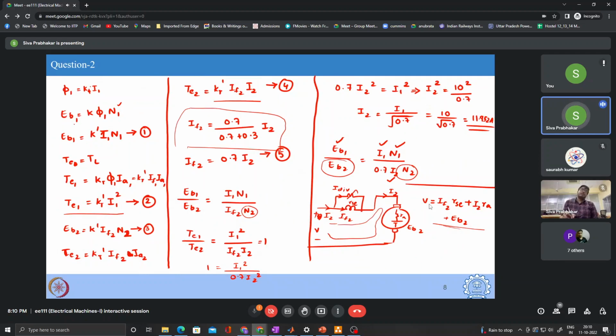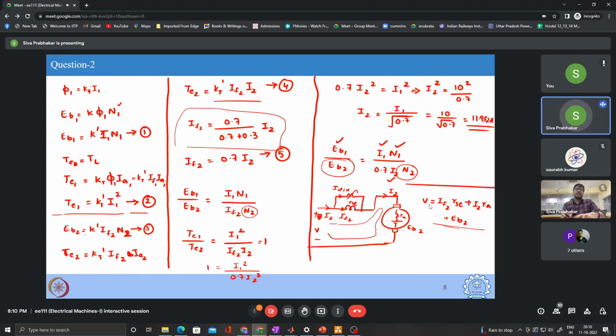Now I'm taking two conditions. That is the first condition without any diverter resistance. So I got EB1 to be proportional to I1, that is the current through both the armature and the field winding, into the speed, and the torque will be proportional to I squared, because in that particular condition the current through the field winding as well as the armature winding are the same. So we got a relationship between torque and the currents.